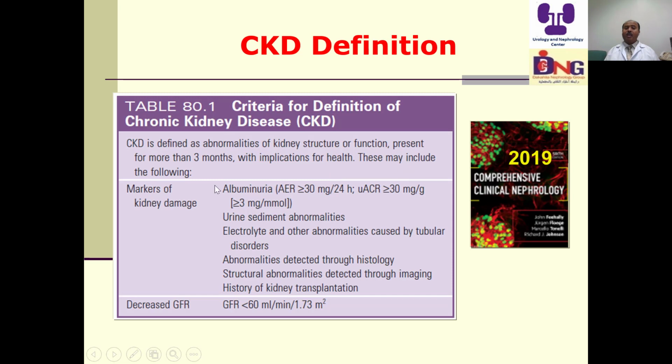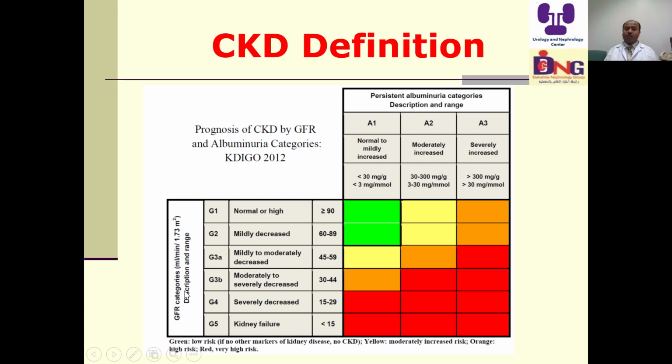for health. These may include the following: markers of kidney damage like albuminuria, and I'm going to explain in a minute; sediment abnormalities like hematuria, and it should be persistent for 3 months; electrolyte abnormalities that are explained by kidney dysfunction; abnormalities through histology; structural abnormality by imaging like ultrasound; history of kidney transplantation; and or GFR less than 60 milliliter per minute. So to define chronic kidney disease, we should look at GFR and or urine analysis, radiology, et cetera. Don't forget that we need abnormalities to persist for more than 3 months. So the demarcation between acute and chronic is 3 months.